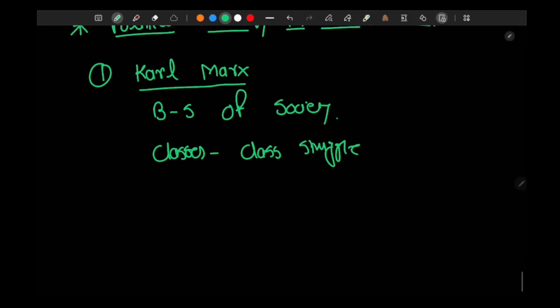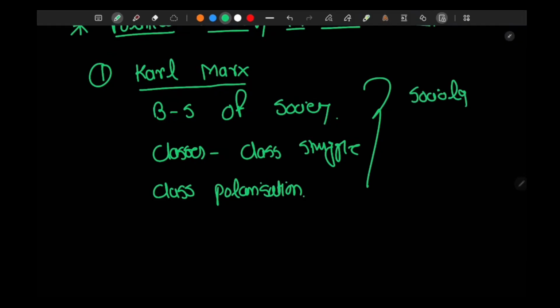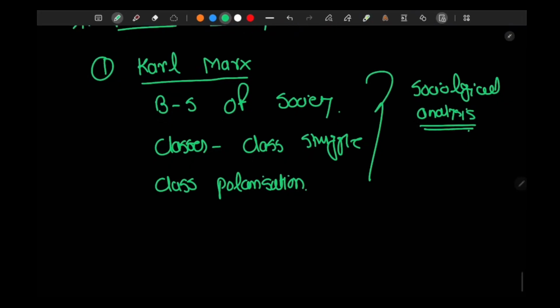He mentions class polarization as well, right? All these concepts, in some way or other, give a sociological analysis of how society works in a particular way. Marx calls this society a mode of production, right?